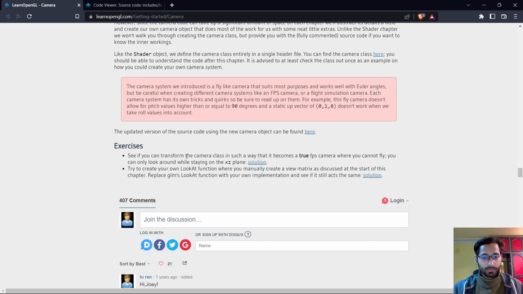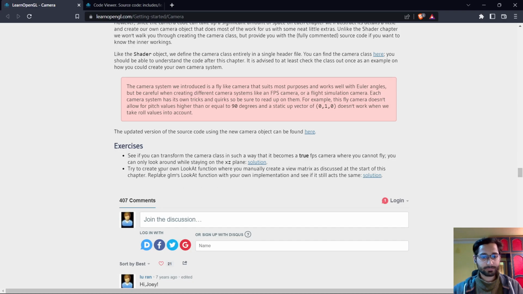See if you can transform the camera class in such a way that it becomes a true FPS camera, where you cannot fly, you can only look around while staying on the xz plane. Try to create your own LookAt function where you manually create the view matrix as discussed at the start of this chapter. Replace GLM's lookAt function with your own implementation.